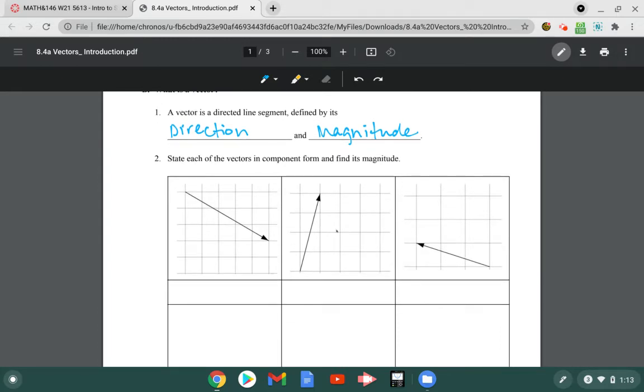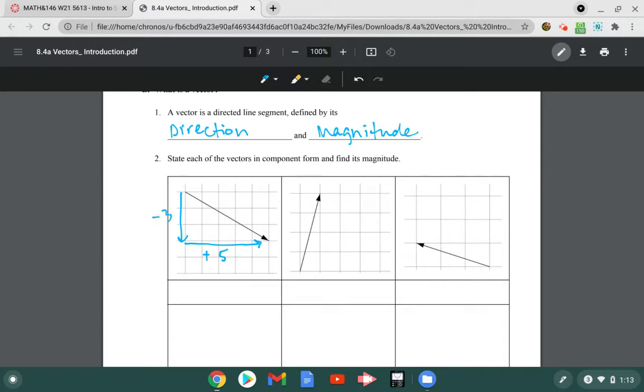So notice that we're on a grid here, but we're really not sitting on an XY plane. But we can still think about these as X and Y components. So as I look at this first one, I can see that in the X direction, I've got 1, 2, 3, 4, 5 in the X direction that I need to go in the positive direction. And in the Y direction, I need to move 1, 2, 3.